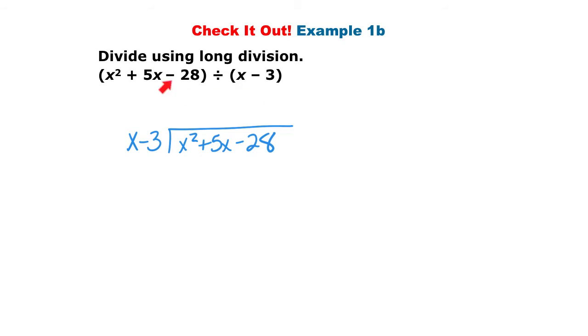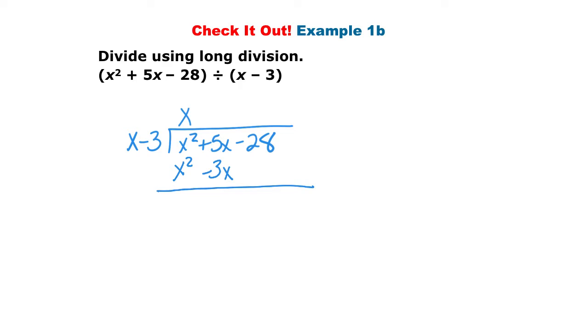So to divide this using long division, I set it up with my long division symbol. And I have to start thinking x times what gets me x squared. And I know that x times x gets us x squared. So then we multiply this x times x and we multiply it by -3. So x times x is x squared. X times -3 is -3x.